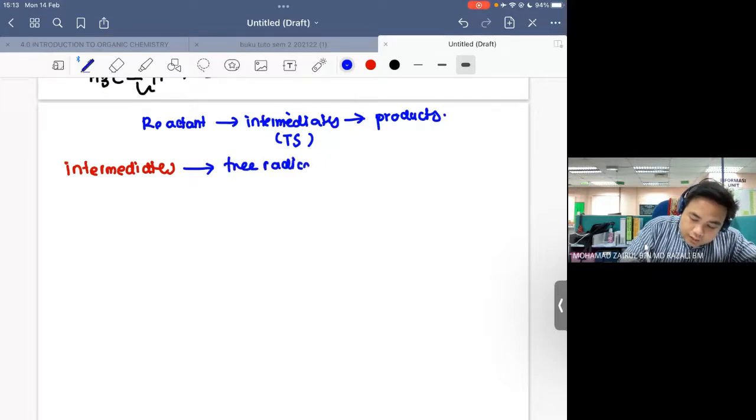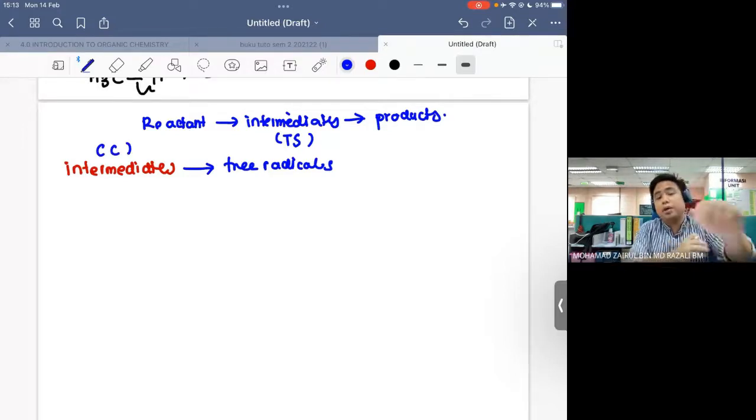Okay, free radical. Yang ini kita fokus kepada carbon intermediate lah, sebab kita nak belajar organic compound kan. So organic compound is a carbon containing compound. So kita fokus dekat intermediate yang ada carbon. So kita akan fokus dekat free radical. Okay, that's the first one.